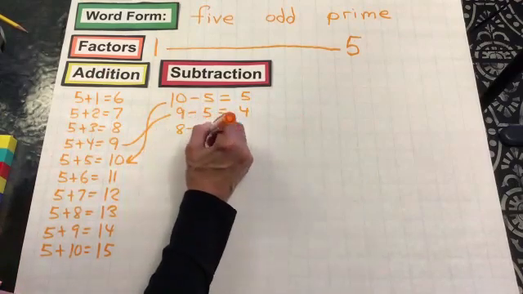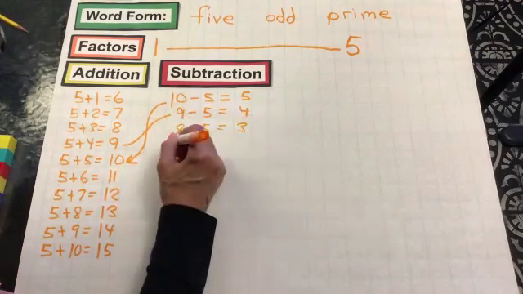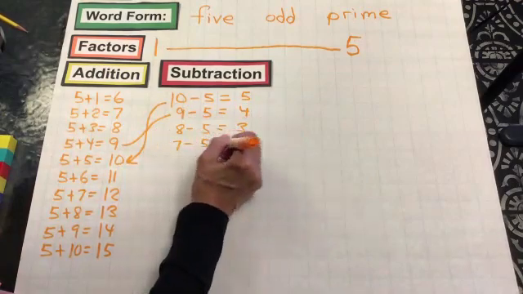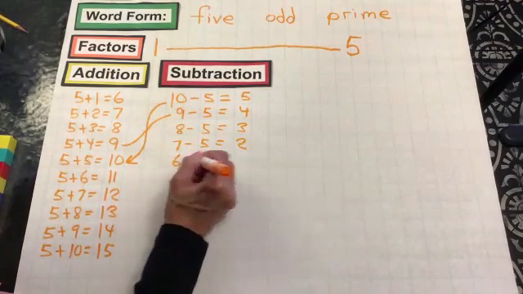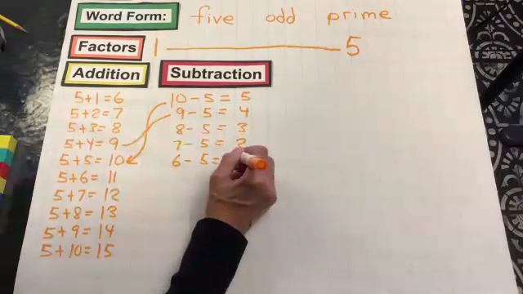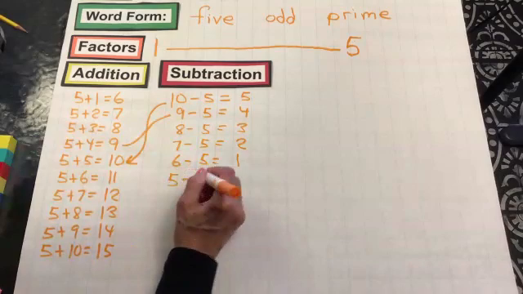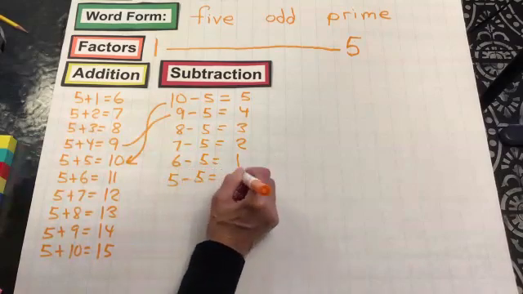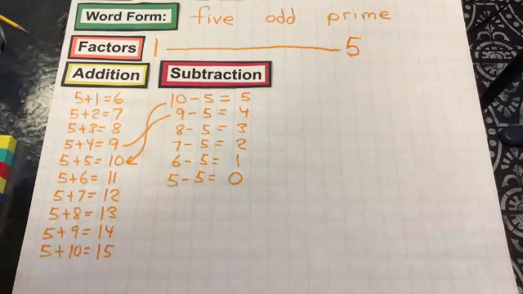8 minus 5 equals 3. 7 minus 5 equals 2. 6 minus 5 equals 1. And 5 minus 5 equals 0. And we're going to stop at 0. All right, let's go on to multiplication.